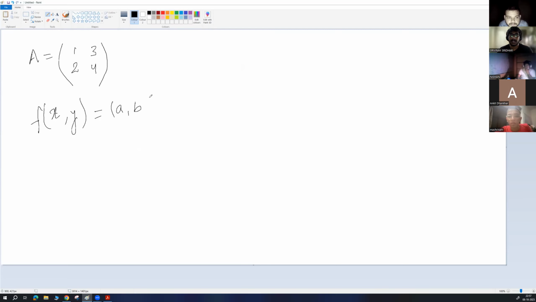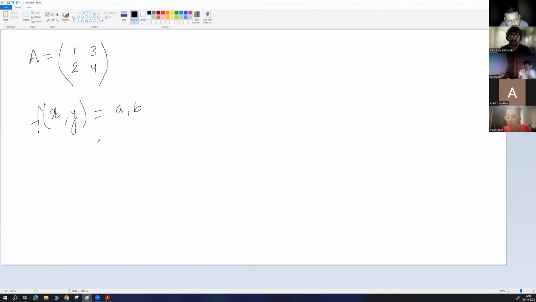This is a function, right? What is this function doing? It's taking two inputs, x comma y, and giving us the output a comma b. So when I want to think about this in terms of matrices, because I'm thinking of a matrix as a function, right? That function is taking two inputs.